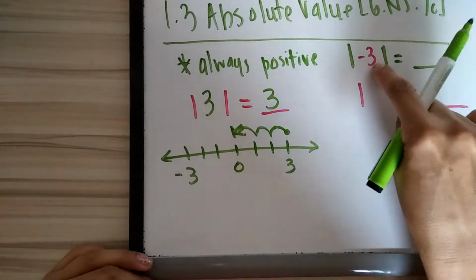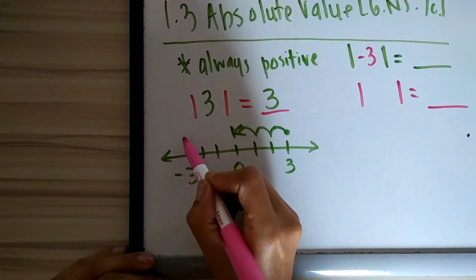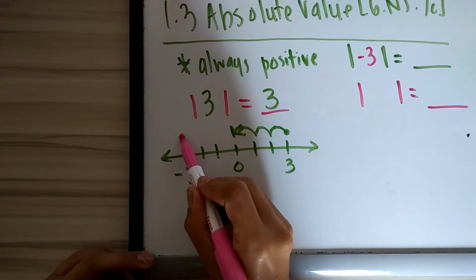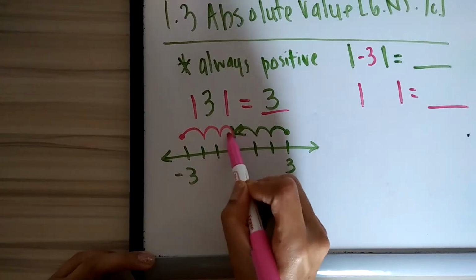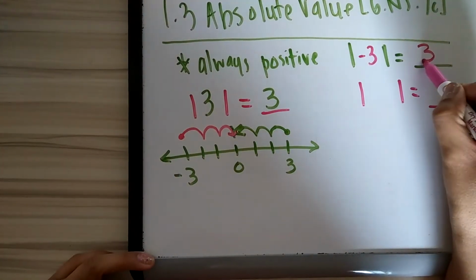If I were to draw this one right here, if I were to graph it on a number line, which will be -3 right here, for me to get to 0, I still have to jump 3 times. So therefore this is also 3, okay?